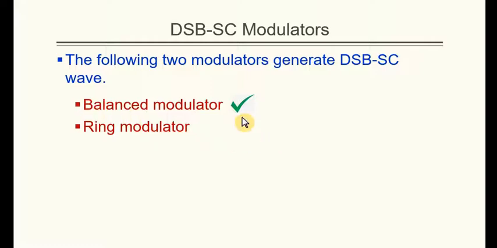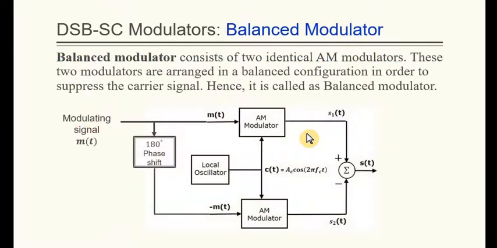So, what is the balanced modulator? The balanced modulator, as shown here in this figure, consists of two identical AM modulators. We have the AM modulator at the top channel, and also the AM modulator at the bottom channel. So we have two identical modulators. These two modulators are arranged in a balanced configuration in order to suppress the carrier signal. Hence, it is called the balanced modulator.